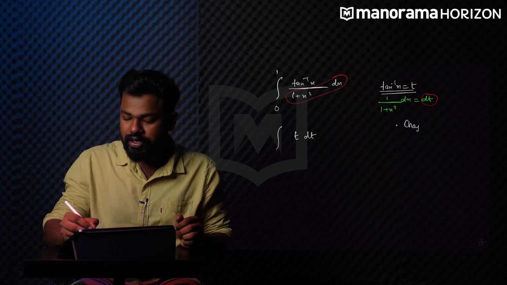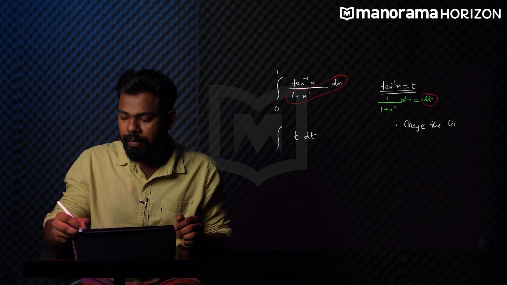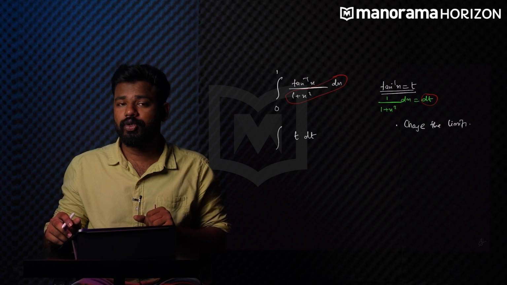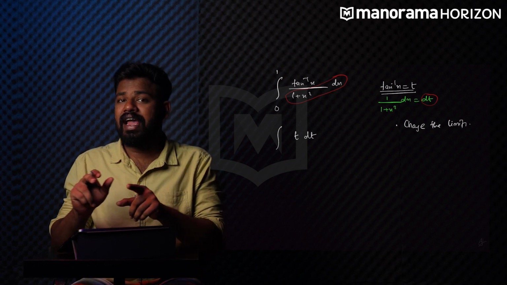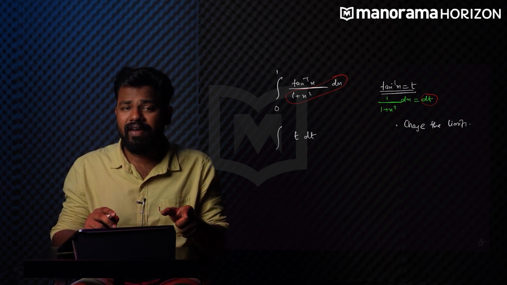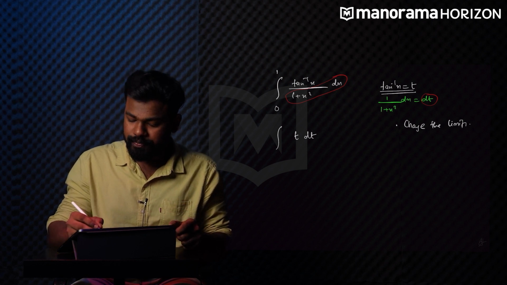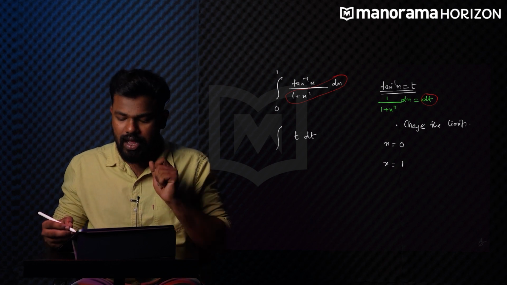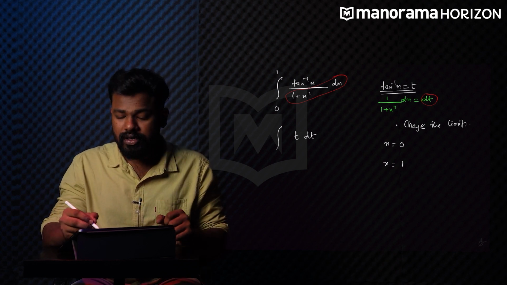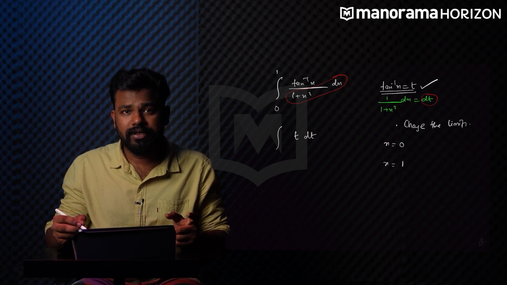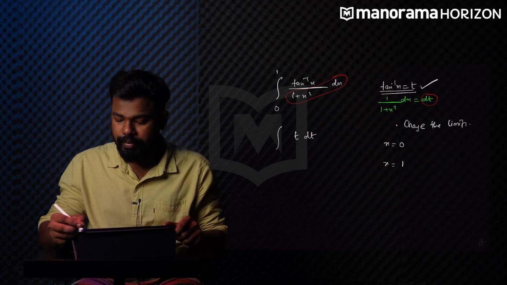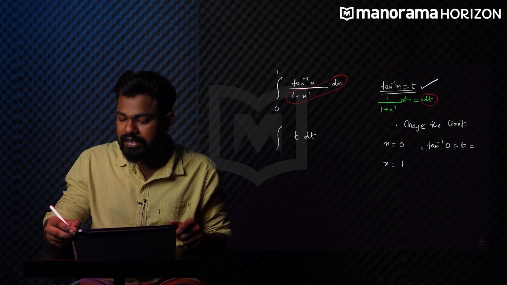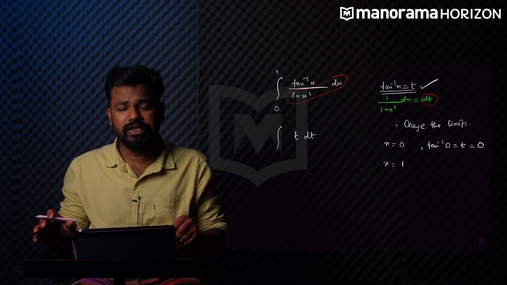Change or convert the limits, that is the upper limit and the lower limit, based on the new substitution that we have given. So I have given tan inverse x is equal to t. So I have a lower limit 0 and upper limit 1. So x is equal to 0 and x is equal to 1. Now I have substituted tan inverse x is equal to t. So when I put 0, that is the lower limit, I get tan inverse 0 is equal to t, or that is nothing but 0, because tan inverse 0 is 0 itself.